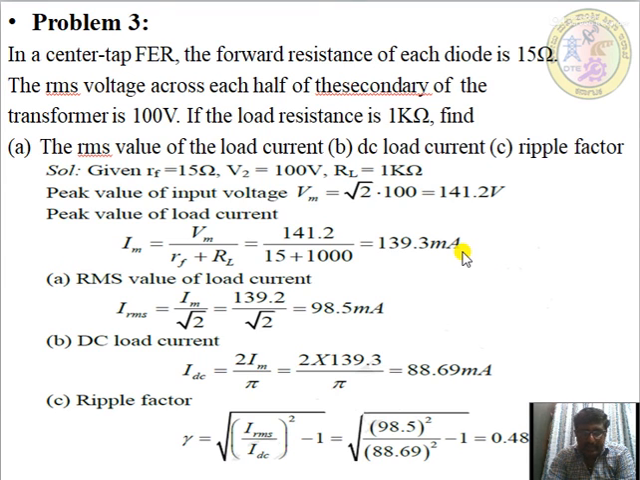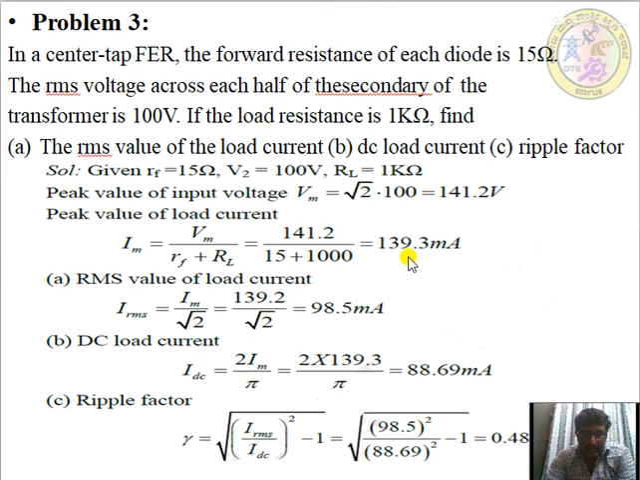Now we calculate the RMS value. The RMS value of the load current, Irms, is equal to Im by root 2. Im we have already calculated as 139.3 milliamps, so divided by root 2, we get the value as 98.5 milliamps.